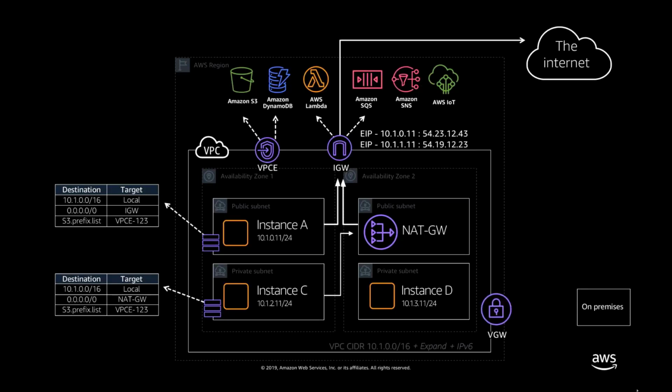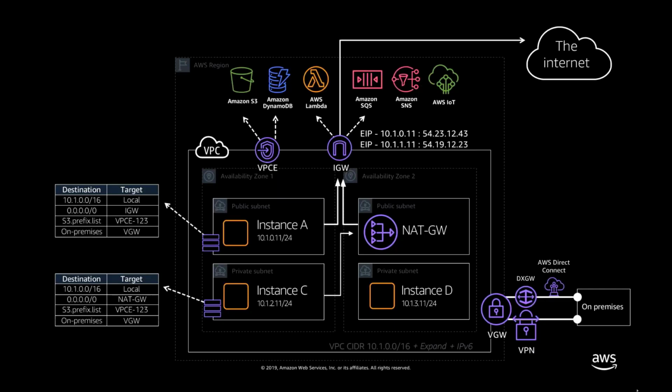We have a gateway called virtual private gateway, which allows you to connect to your on-premises network through VPN or through Direct Connect. And obviously, for all of these connectivity models, you need to configure your route table. Then you have peering, where you can peer one VPC to another, and with the right route table configuration, you can use a peering connection to reach another workload deployed in another VPC.